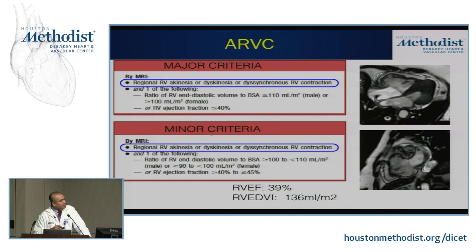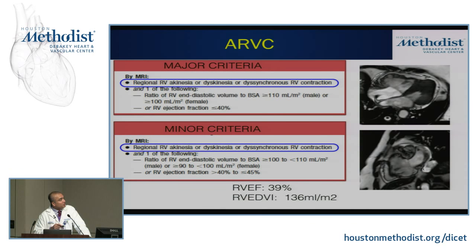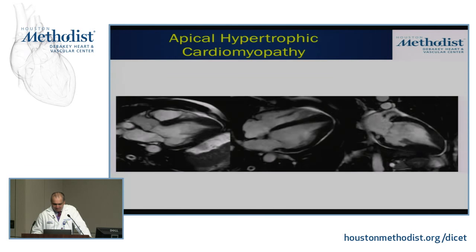And then secondly, minor criteria would be if the RV end diastolic volume for a male is between 100 to 110, and for a female is between 90 to 100. So again, just 10 mLs per meter squared less. Or if the RV ejection fraction is between 40 to 45. And then again, to make the diagnosis of ARVC, you need two major criteria, one major criteria plus two minor criteria, or 5 minor criteria. So again, this doesn't make the diagnosis, but this provides you with criteria that supports the diagnosis of ARVC.